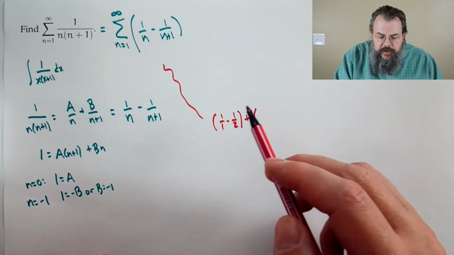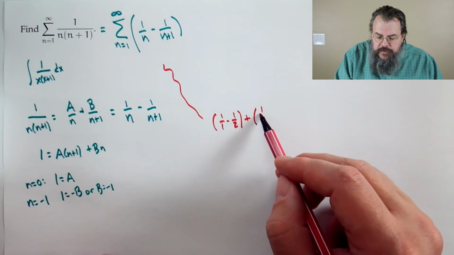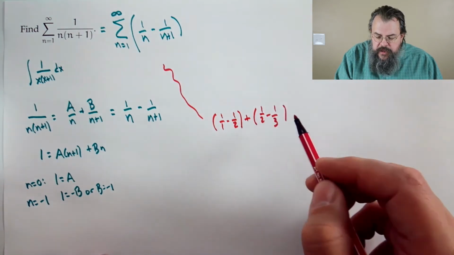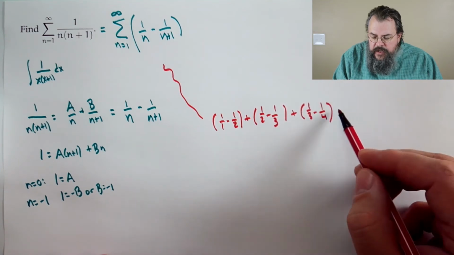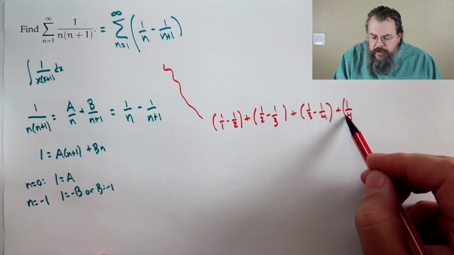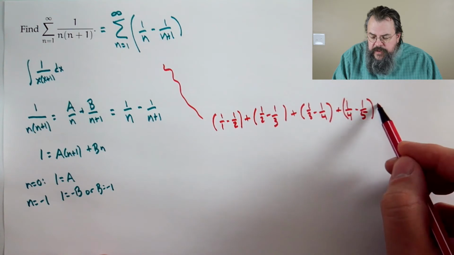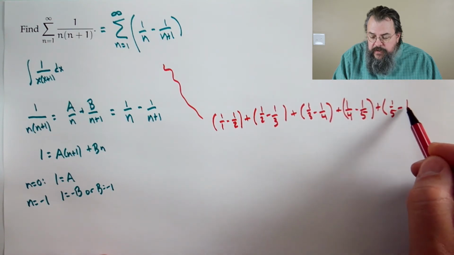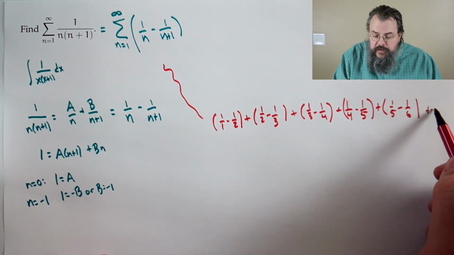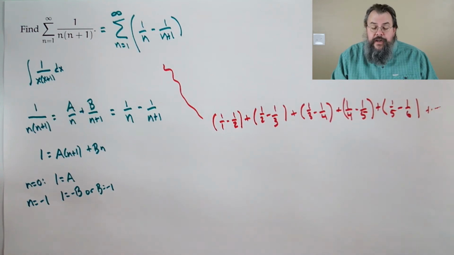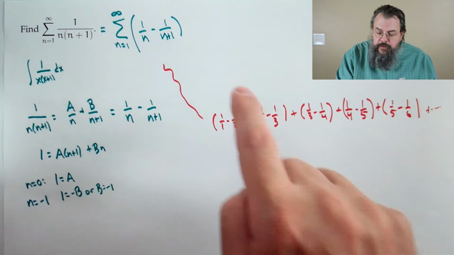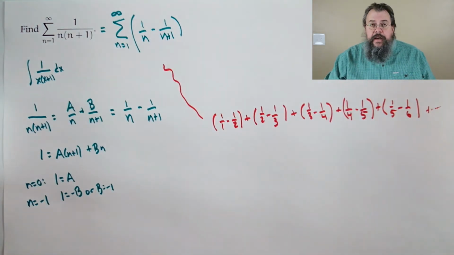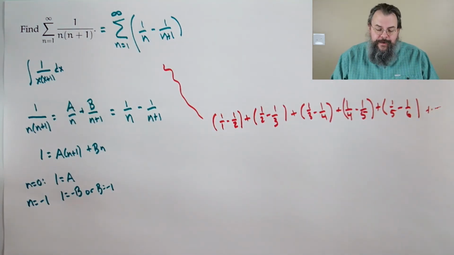And then the next term, n equals 2, 1 over 2 minus 1 over 3. And the next term, 1 over 3 minus 1 over 4. And the next term, 1 over 4 minus 1 over 5. Oftentimes we just have to go far enough to be convinced that there's a pattern. Well, I'm pretty convinced already. We see that because of the shift by plus 1, I only have to compare one away.